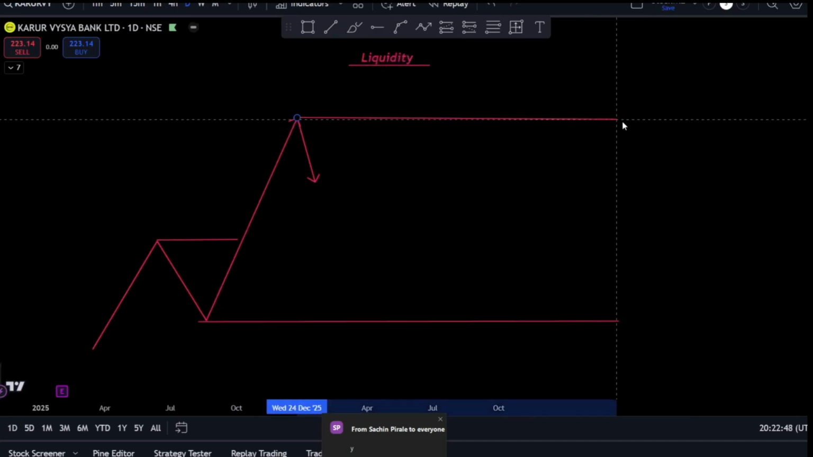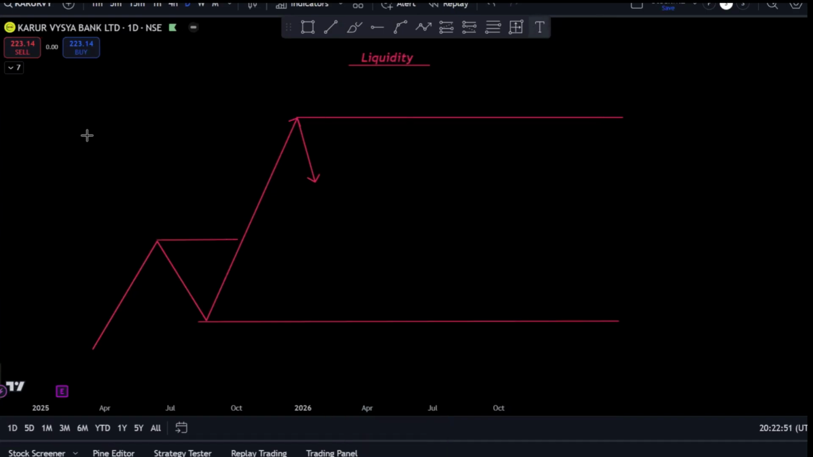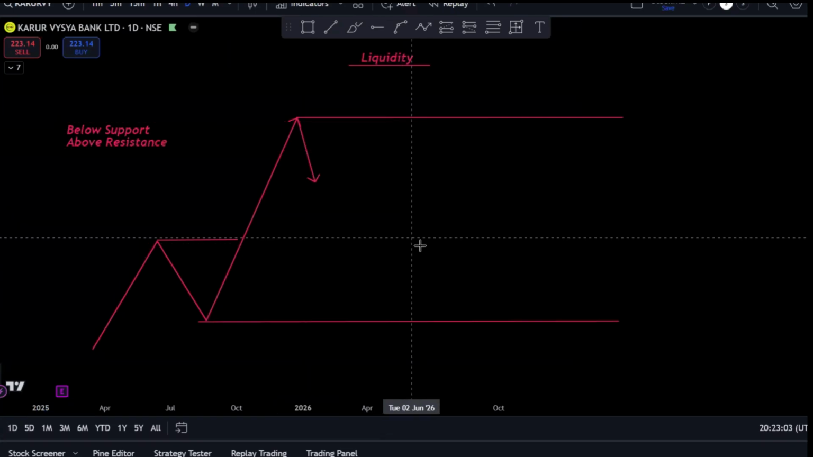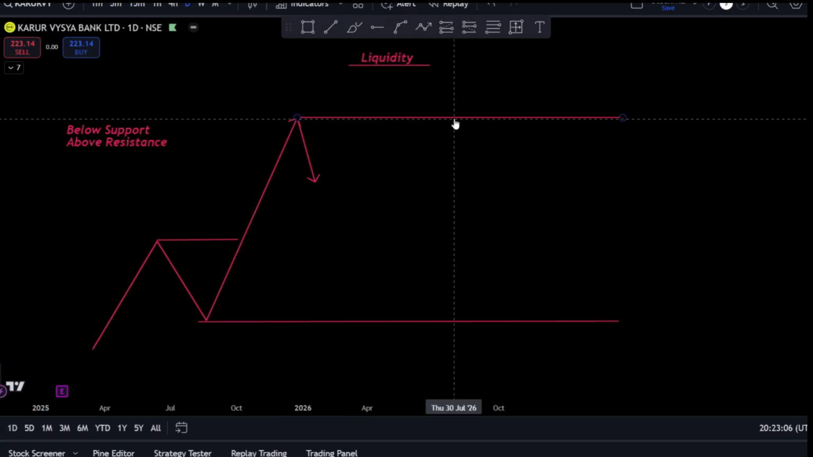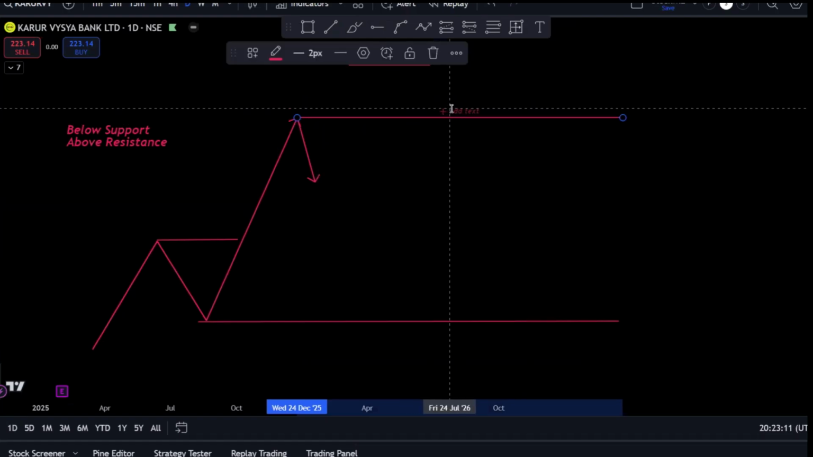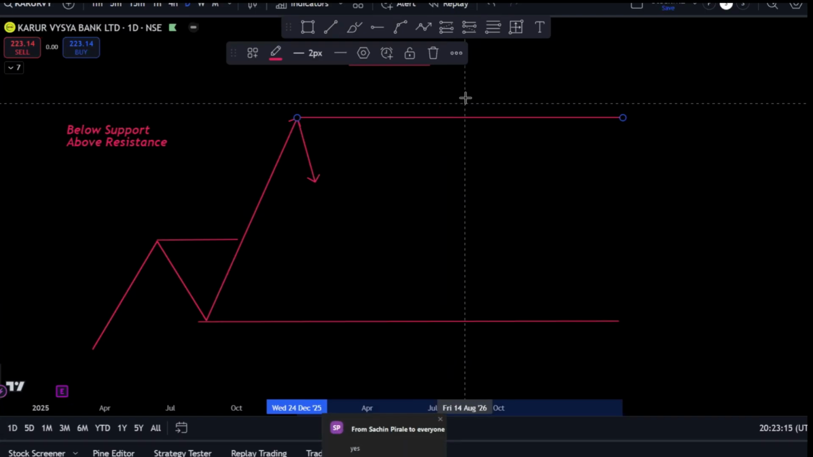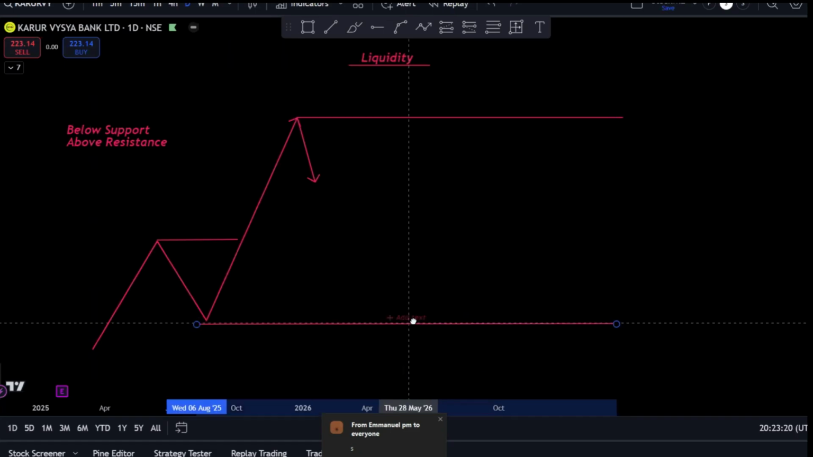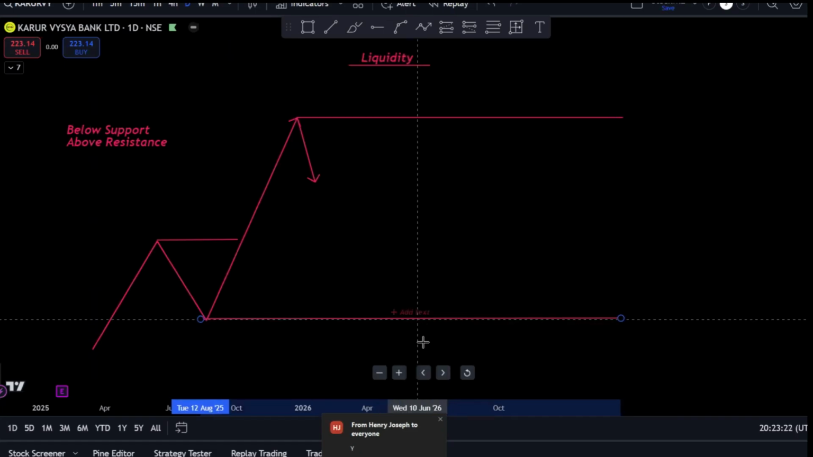Now, just from those lines, how did I tell you all to understand liquidity? It was below support and above resistance, right? Now, in this scenario, can I say liquidity lies right above the resistance over here? Is it making sense? Liquidity is lying above this line, and again below support. That means liquidity is lying below this support.